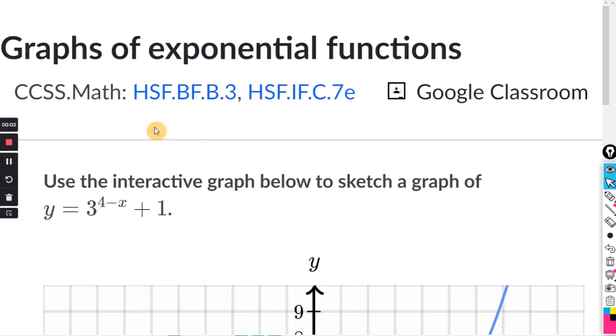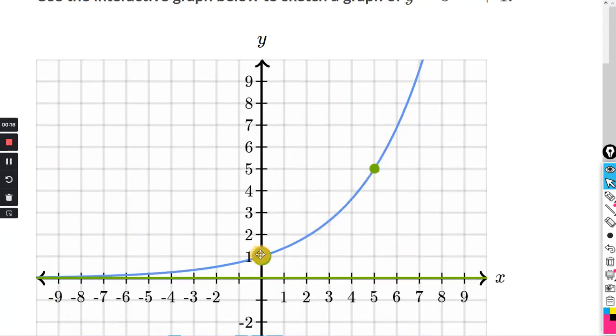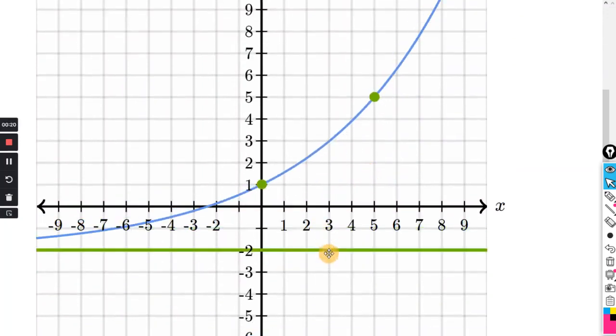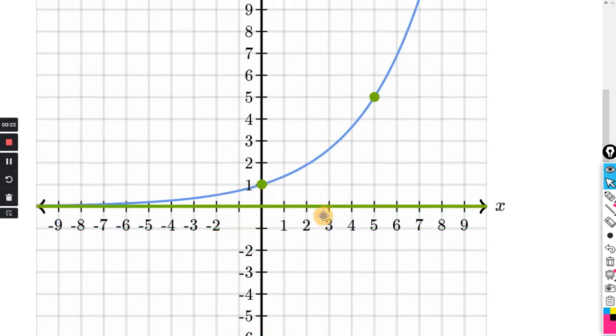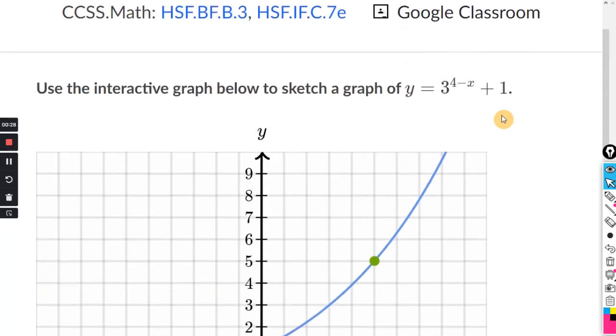This will be for the con assignment, graphs of exponential functions. All right, it says use the interactive graph below to sketch a graph of this function here. And we're going to have to plot 2 points and then the asymptote. Notice as I move this, it changes the graph. So let's do the 2 points first. Those will be easiest.